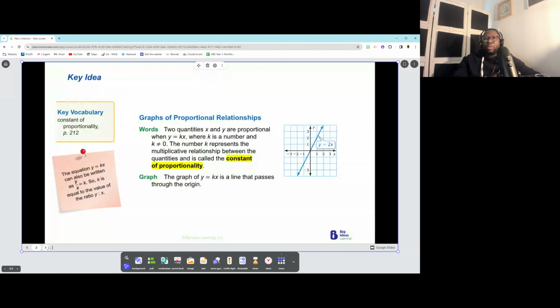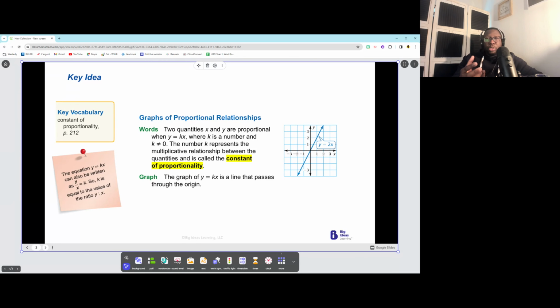Let's take a look at example number one. Well, before we get to example number one, as always, what are the key vocabulary words? In this particular lesson, constant of proportionality is going to be a term that you're going to hear me say a lot. The constant of proportionality is just exactly what it sounds like.